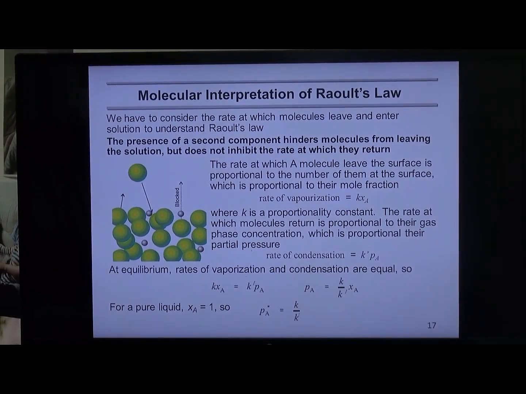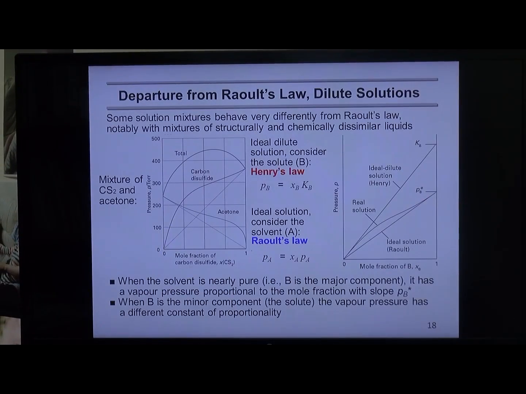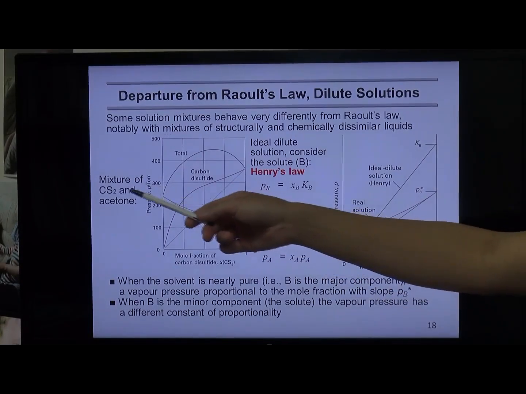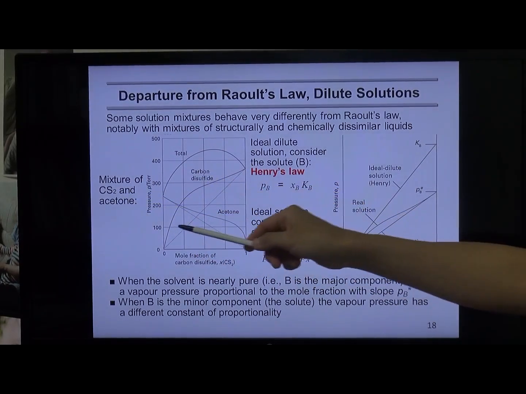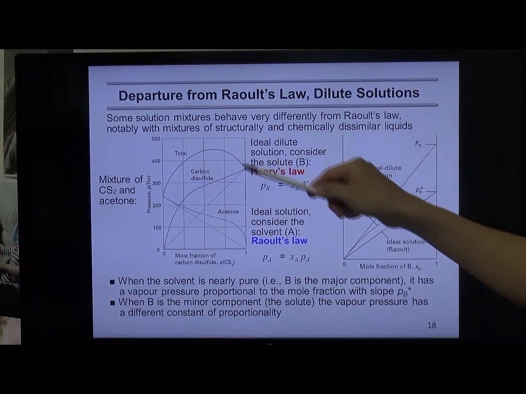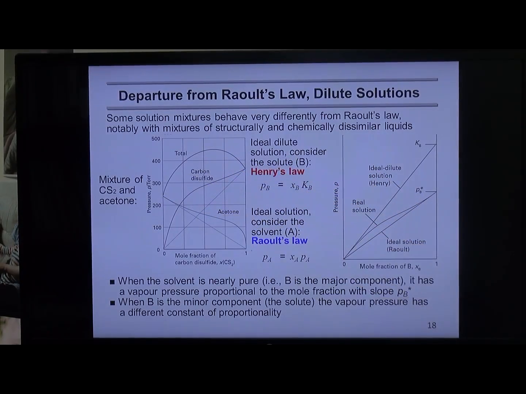Now let's move on. Unfortunately, this Raoult's law is only valid for similar liquids, mixtures with basically similar chemical structures. For example, a mixture of CS2 and acetone does not follow Raoult's law. They follow a curve like this, quite far from Raoult's law.